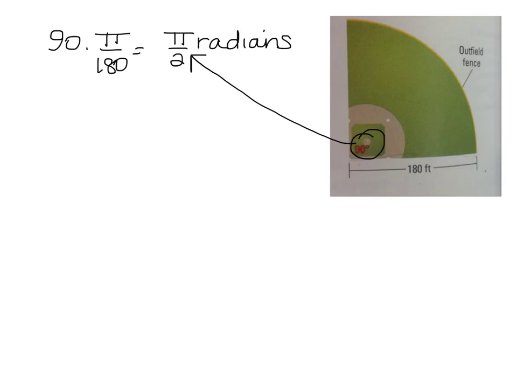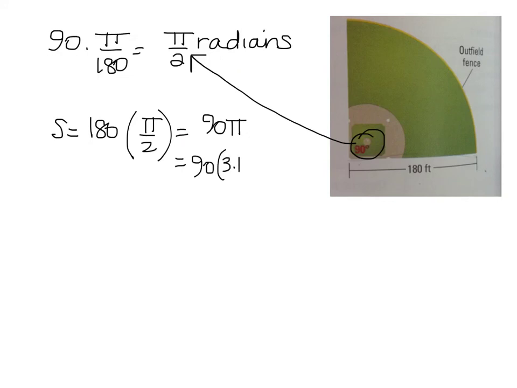Now I'm going to find the arc length. So again, the arc length is S equals the radius times pi over 2 radians. That is going to give me 90 pi. So if I substitute pi about 3.14 in there, the length of that outfield fence is going to be about 283 feet.